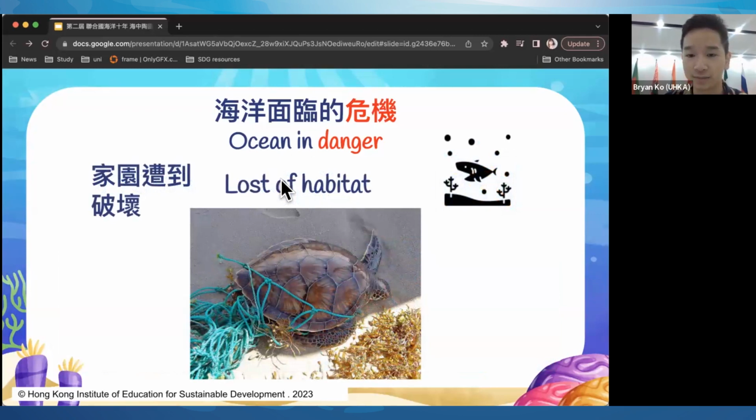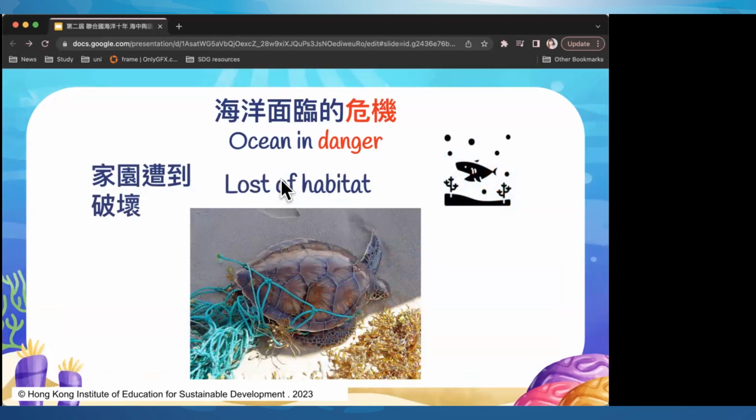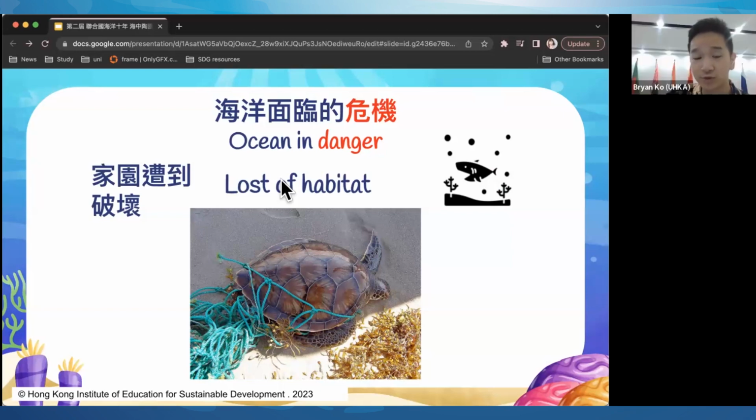And does anyone see the turtle? What happens to the turtle? Would someone respond? There's ropes on the turtle, and it can't move. Yes, there are ropes, and there are fish nets. So the turtle is entangled by this huge web.